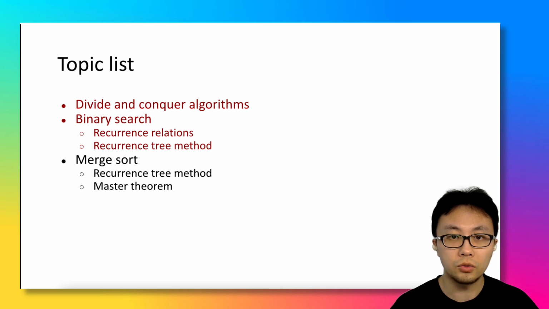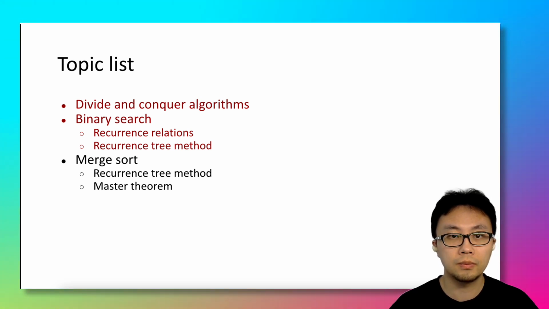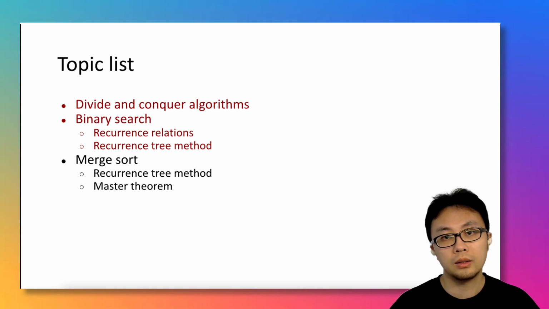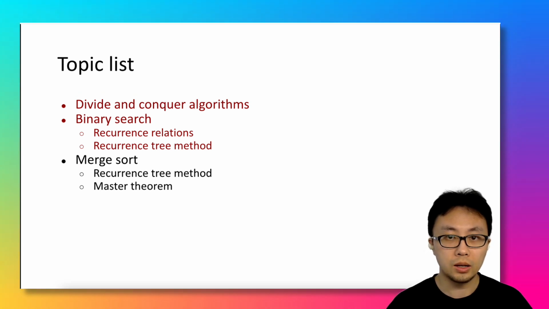In this video, we covered the definition of divide and conquer algorithm and discussed the recurrence relation and the recurrence tree method that is used to deduce the time complexity of divide and conquer algorithm. We achieved this by covering the binary search algorithm. In the next video, we will cover a different divide and conquer algorithm, the merge sort. We will revisit the recurrence tree method and cover a different approach to time complexity analysis on divide and conquer algorithm, which is the master theorem.